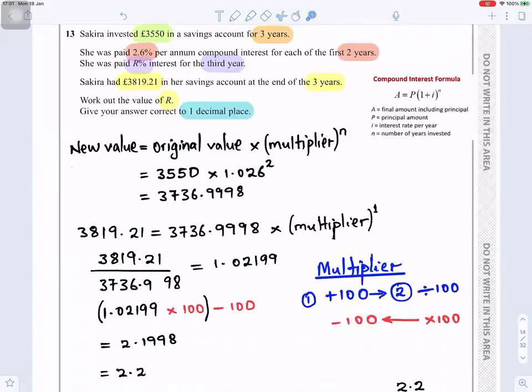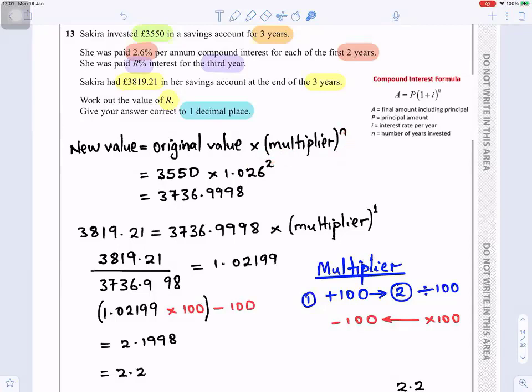So what we're going to do is we can write new value equals original value times multiplier to the power N. So it's important to write this formula down. The original value is 3,550. The multiplier is 1.026 and the number of years is 2 years.